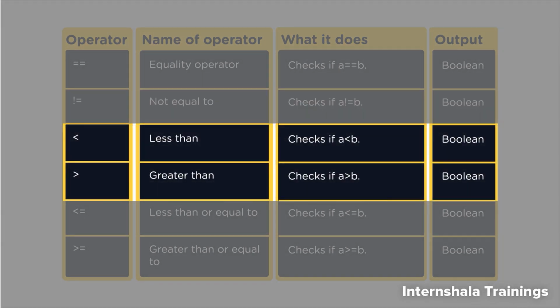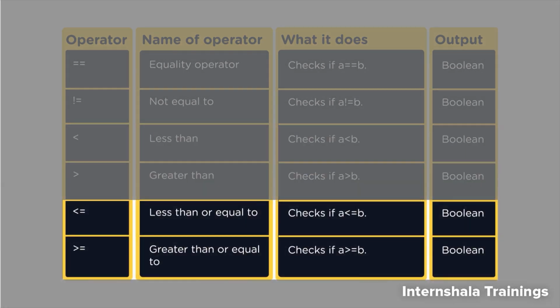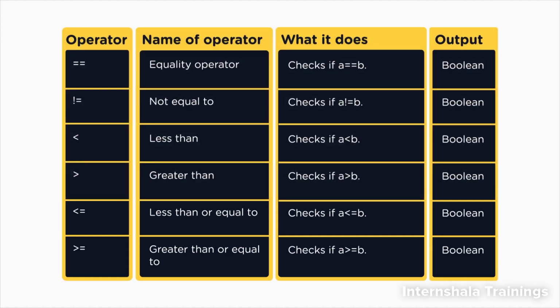Next, we have the less than and the greater than operators. You must have used them in school. They work the same way here in coding. And at the end, we have the less than or equal to and greater than or equal to operators. They check if the value of variable a is less than or equal to the value of variable b, or if the value of variable a is greater than or equal to the value of variable b, respectively. The output of all these operators will be a Boolean quantity, that is, it will either be true or false.